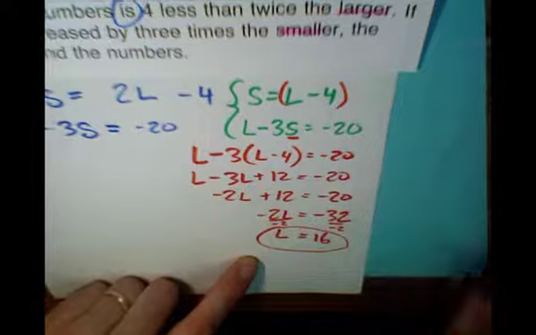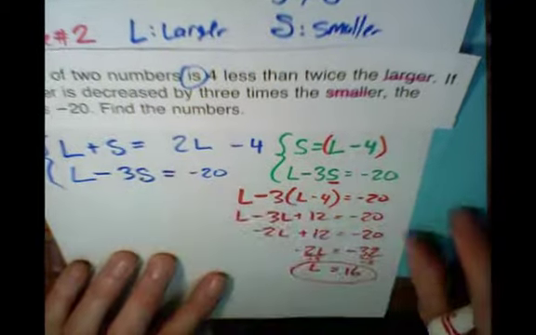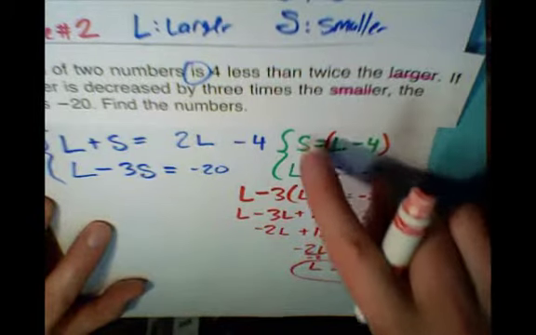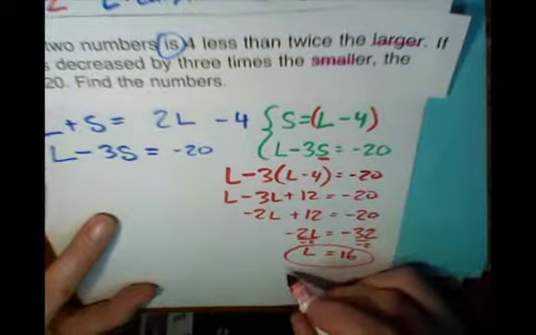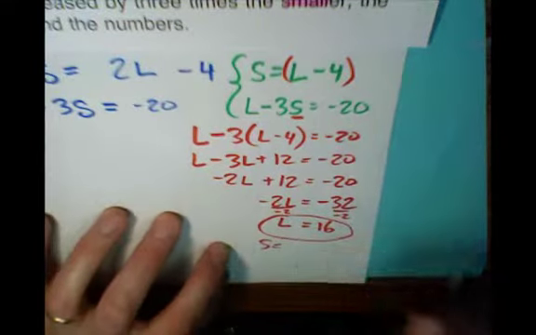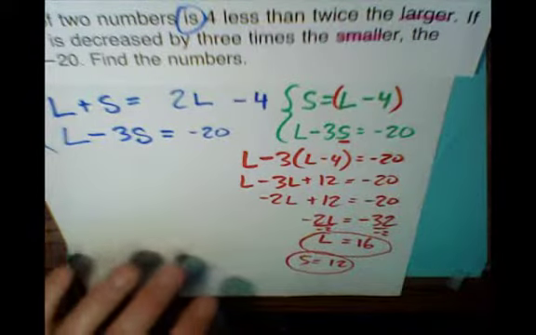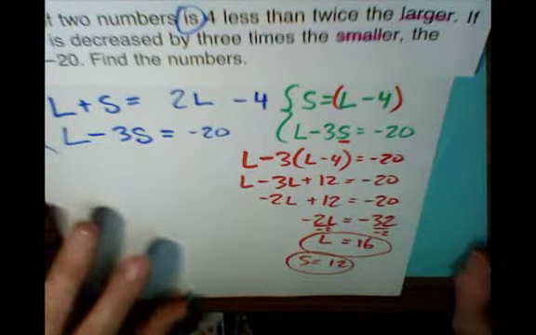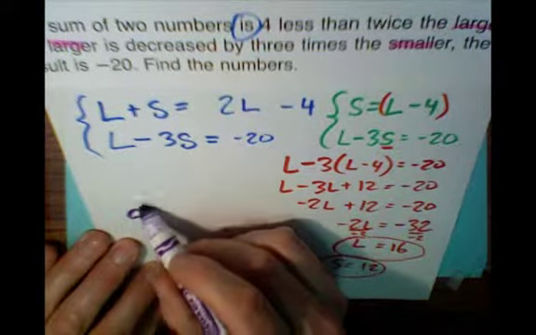So our larger of the two numbers is 16. And we can substitute this into any of these equations. I'm going to use the easiest, which is S equals L minus 4. So that would be 16 minus 4. S would be equal to 12. Now don't forget, once you've solved the problem, we want to check. So here will be our check.